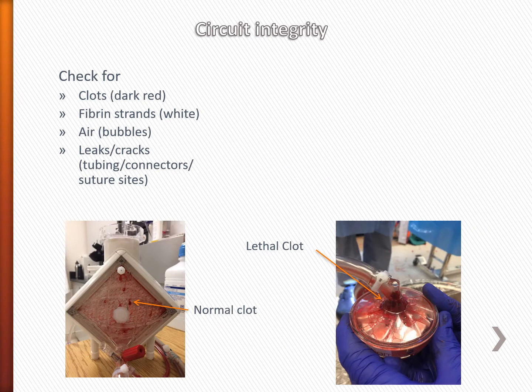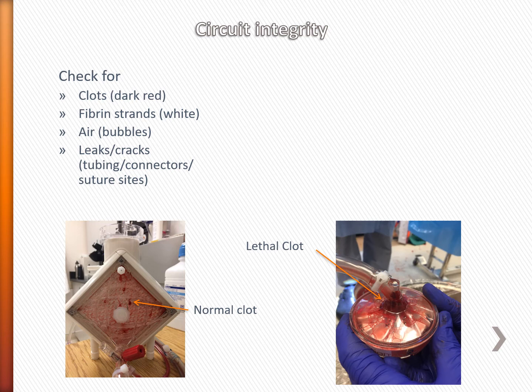So for circuit integrity, you're going to check for clots, fibrin strands, air, and leaks. Clots will appear dark red. Quite often we'll find them in the corners of the oxygenator because it's square, and clots are usually found in areas of slower blood flow. Also, commonly we'll find them at connector sites. Fibrin strands, again, you'll find those in the oxygenator and at connector sites. It's not unusual to see it, but not all patients will have fibrin strands.